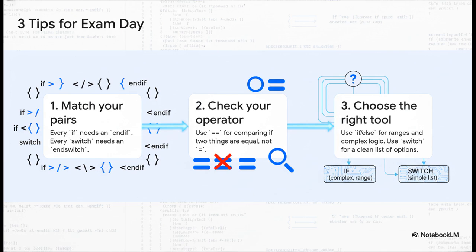Easy. Number 2, check your operator. That double equals is for comparing, while the single equals is for assigning. And number 3, choose the right tool for the job. Is the logic complicated or using a range, like score greater than 50? Use if. Is it just one variable against a simple list of options? Use switch. It'll make your code so much cleaner.